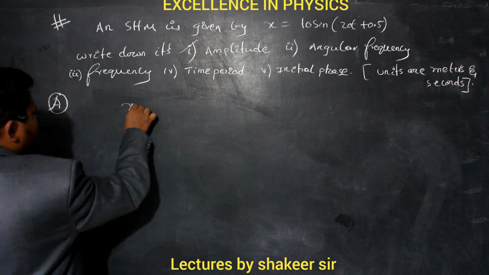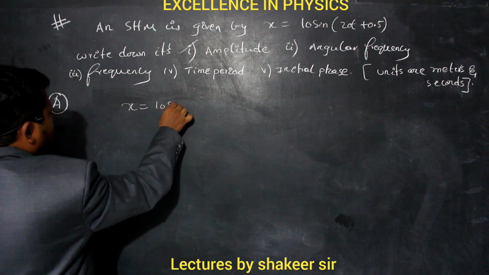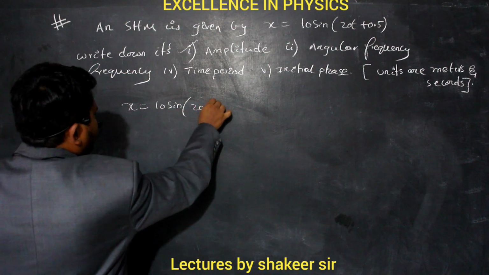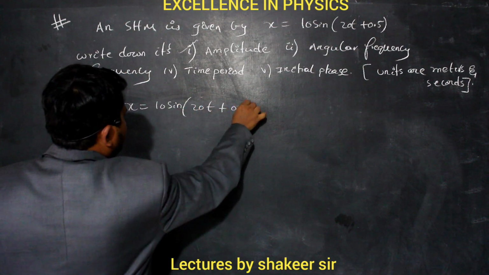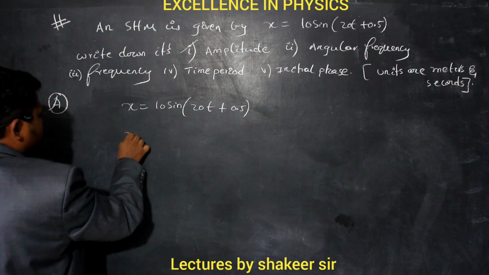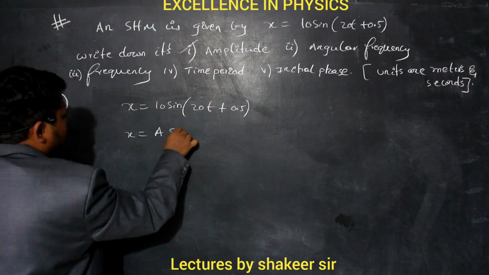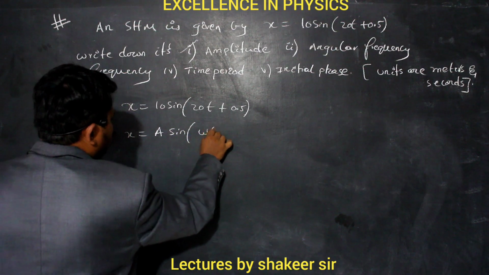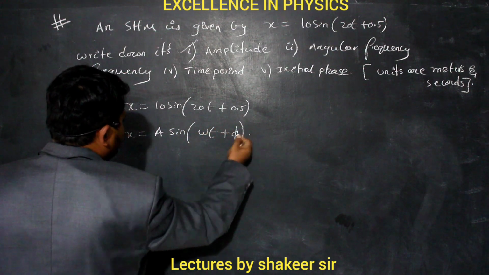So let us see what is the equation given. x is equal to 10 sin(20t + 0.5). Clear? If I compare this with the original equation of SHM, I can write x is equal to A sin(ωt + φ). This is how I can write.